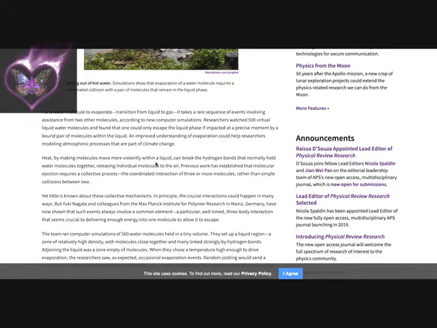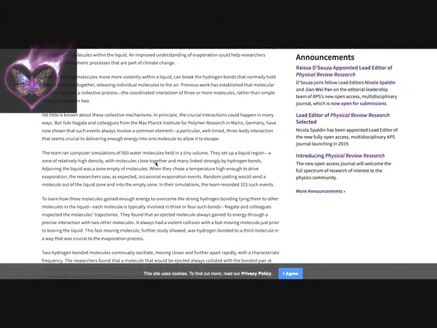The team ran computer simulations of 500 water molecules held in a tiny volume. They set up a liquid region, a zone of relatively high density, with molecules close together and many linked strongly by hydrogen bonds. Adjoining the liquid was a zone empty of molecules. When they chose a temperature high enough to drive evaporation, the researchers saw, as expected, occasional evaporation events. Random jostling would send a molecule out of the liquid zone and into the empty zone. In their simulations, the team recovered 325 such events.